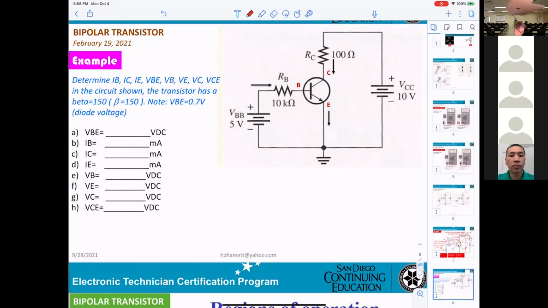The diode we will be using will be silicon. Silicon means 0.7 volt.